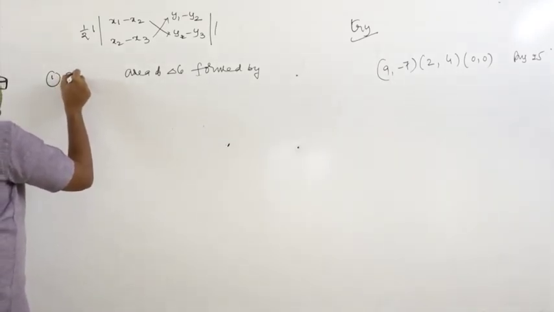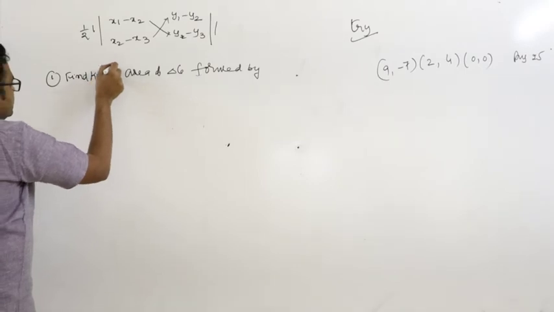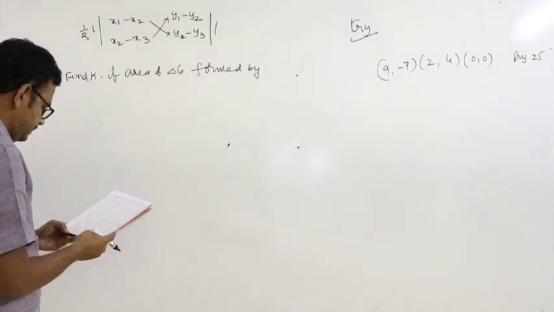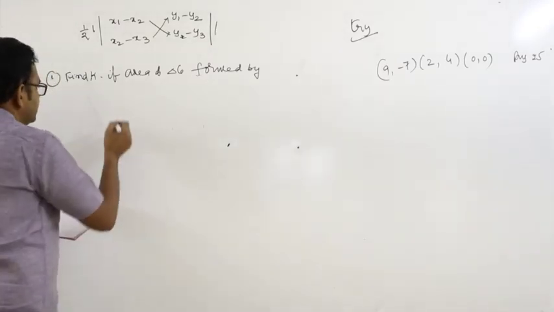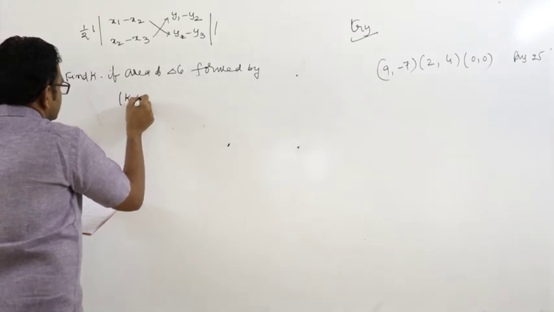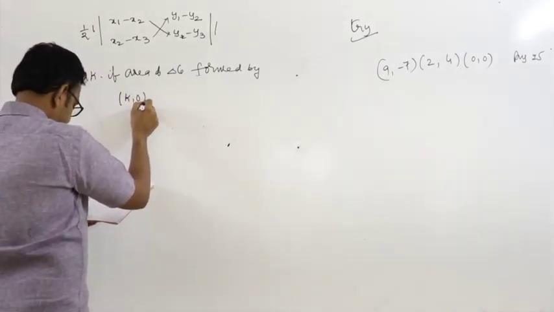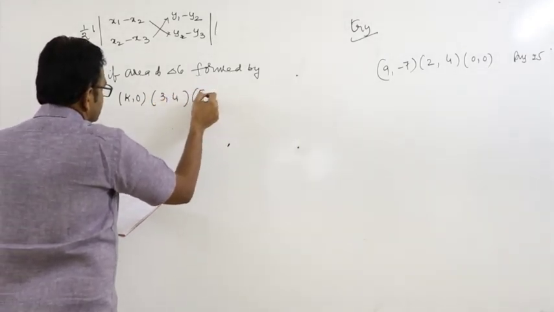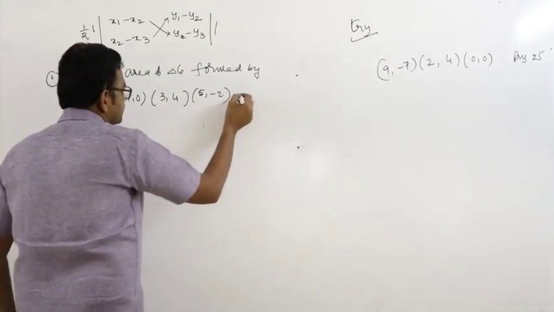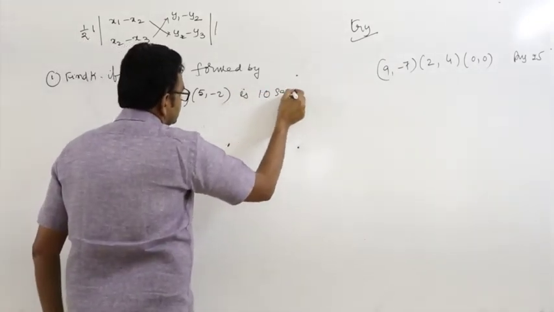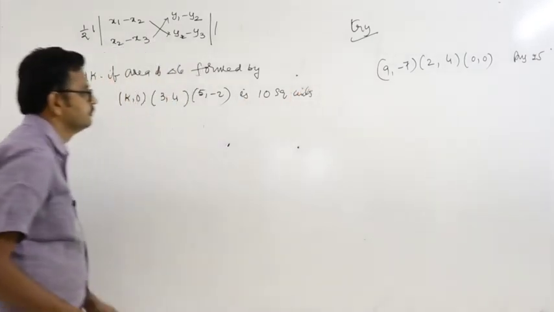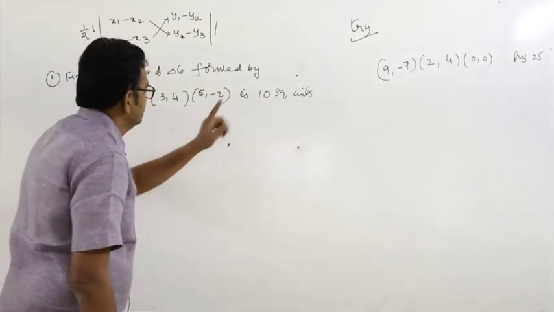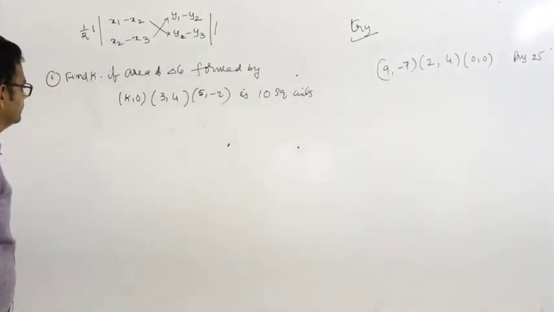Next problem, find k. If the area of the triangle formed by the points (k, 0), (3, 4) and (5, -2) is 10 square units, then find the value of k.